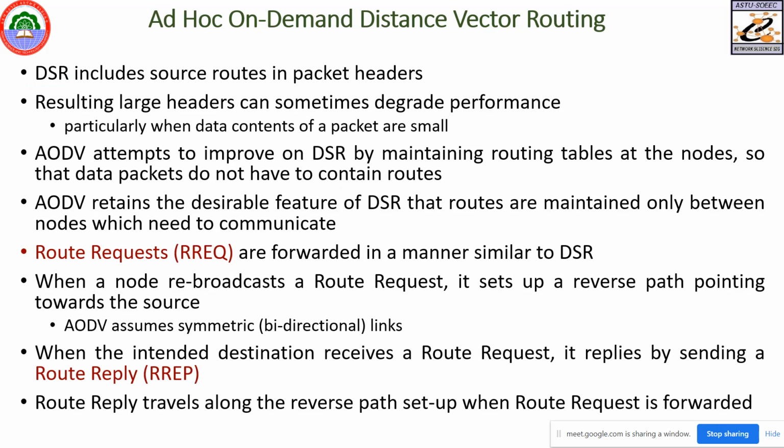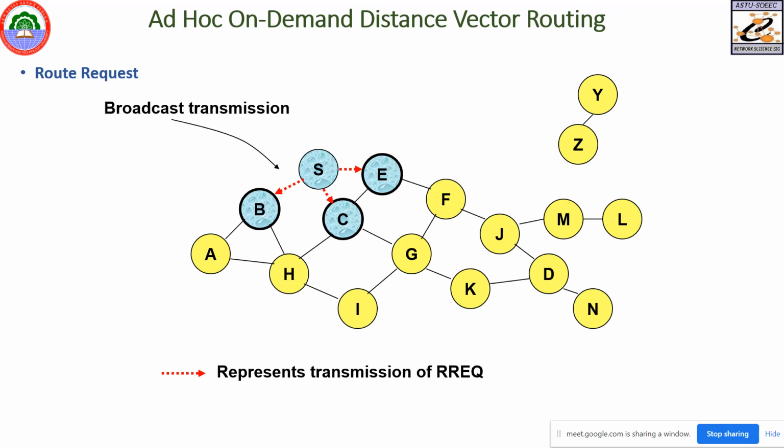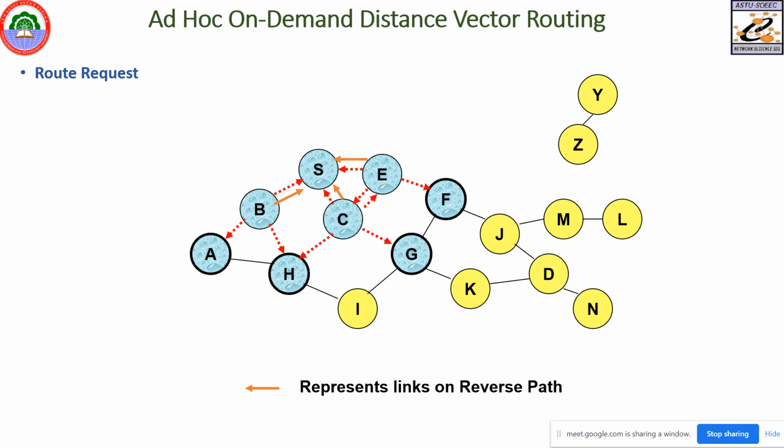So in the case of AODV, again the same process is used, but there is a small difference in transmission. It also simply broadcasts, but when it is broadcasting, it has to establish the reverse path immediately. To reduce the redundancy, it will establish a reverse path to the source. Initially S broadcasts the message to B, C and E, and they establish the reverse path to the source.